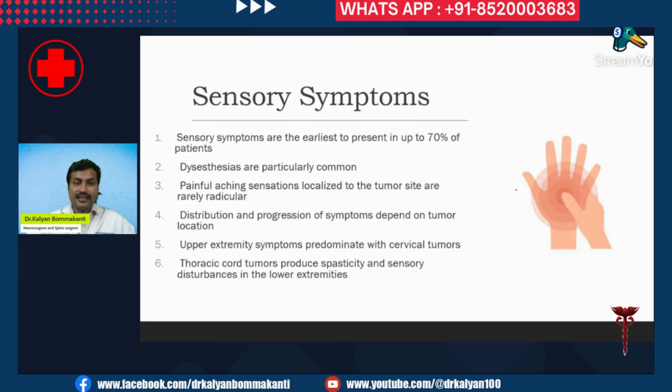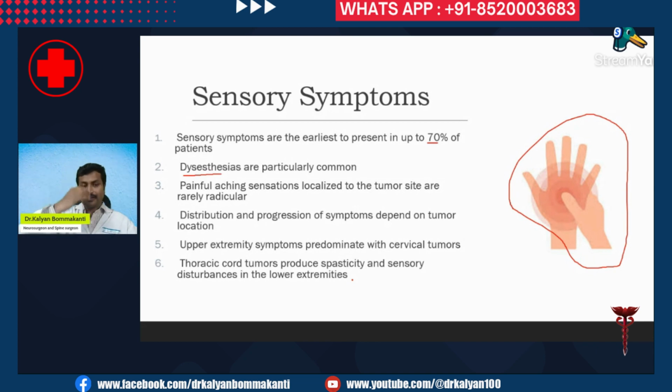Sensory symptoms are the earliest to present in up to 70% of the patients. Dysesthesia, that is, abnormal sensations, are very common. Painful aching sensations can be seen at the tumor site. Their distribution and progression of symptoms depend on tumor location. As I've told you, the upper extremity symptoms predominate with cervical tumors, whereas thoracic cord tumors produce disturbances in the lower limb because thoracic cord is below the neck. So the hands, neck, and head are not affected. Only the low abdomen, that is your stomach, and the legs are involved.